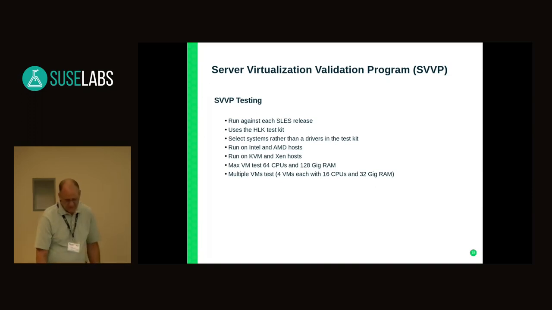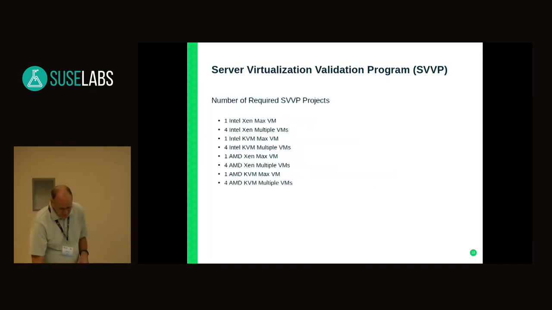Oh, the multiple VM test is you have to run it against the max, and then you basically cut the max into 4 pieces and have 4 VMs. So if you did 64 max CPUs, you'd do 4 16-CPU VMs. You run those in parallel. Which means we have a lot of test runs. We have to run everything on Xen, everything on KVM, everything on Intel, and everything on AMD. So it's quite a number of tests. Usually if it passes once, it'll pass everywhere, but you just have to do all those things. It just takes time.